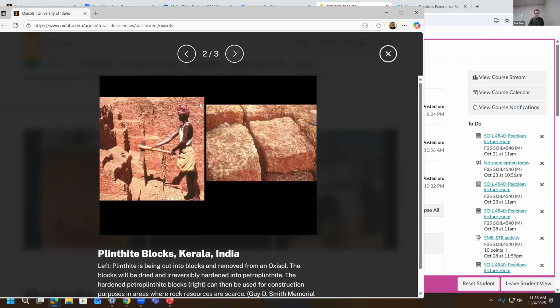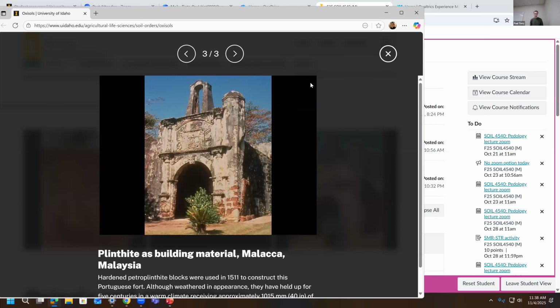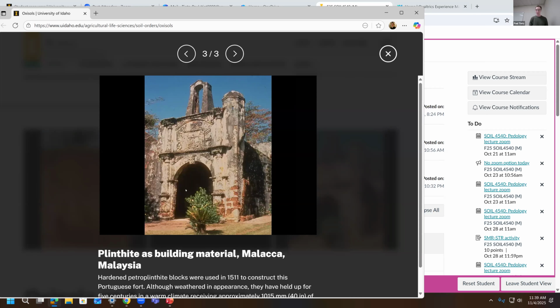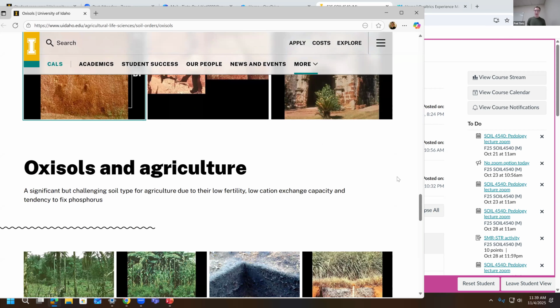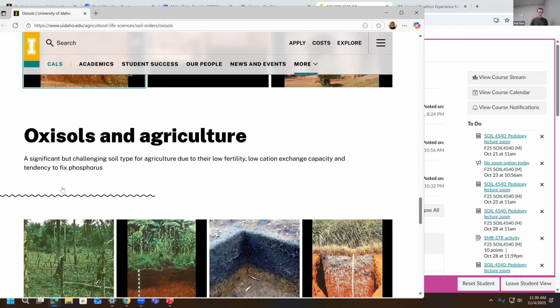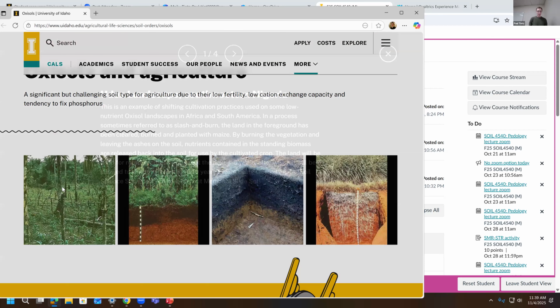which we mentioned before can be used as a building material in a place where you can't really quarry the bedrock, making whole entire buildings, walls, or fences out of this. This is a fort in Malaysia. Maybe weathering a little bit, not quite holding up to the elements. It is soil after all. However, over 500 years since this building was constructed. Not bad for something made out of soil, in my opinion. So that is plinthite, kind of a unique feature of oxisols or maybe ultisols as well. And then now some land use considerations.